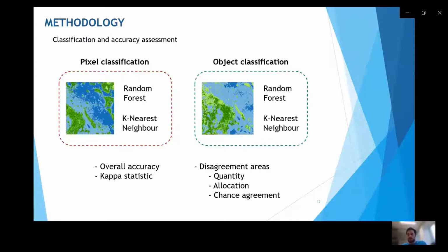This area is the area with different categories detected in each classifier, and it is composed of allocation disagreement, or displacement of categories, and quantity disagreement, or amount of categories that have changed. The chance agreement is the remaining percentage not due to the aforementioned metrics.